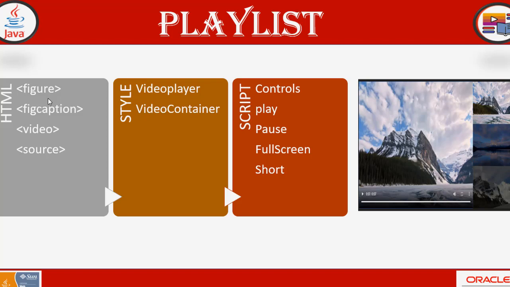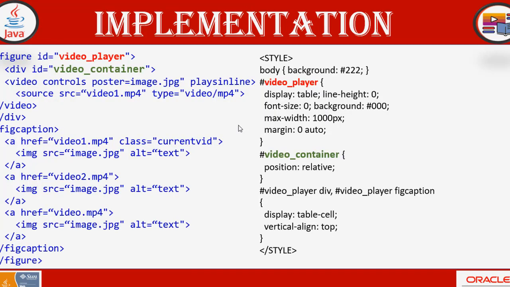So this is a playlist where we have the figure caption, video, and source. Now this is the static content. To make it more organized, structured and interactive, you can use the style. In style, you can use video player and video container, and in the script you will have all your controls. So let's take a look at the demonstration and see the implementation.